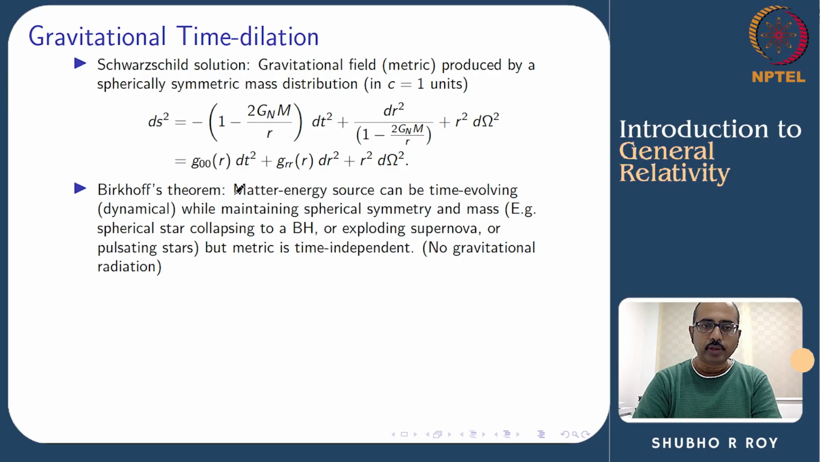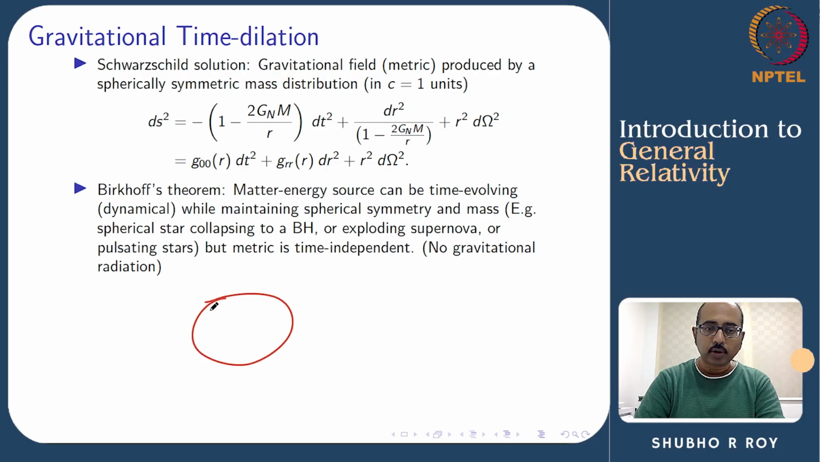And we also learned about Birkhoff's theorem, which is an important result in general relativity. And this is very fascinating because the spherical matter-energy source can be time-evolving, that is dynamical, while maintaining spherical symmetry and mass. Mass remains the same and spherical symmetry is maintained. For example, one can consider a spherical star which is collapsing to form a black hole, or one can consider an exploding supernova.